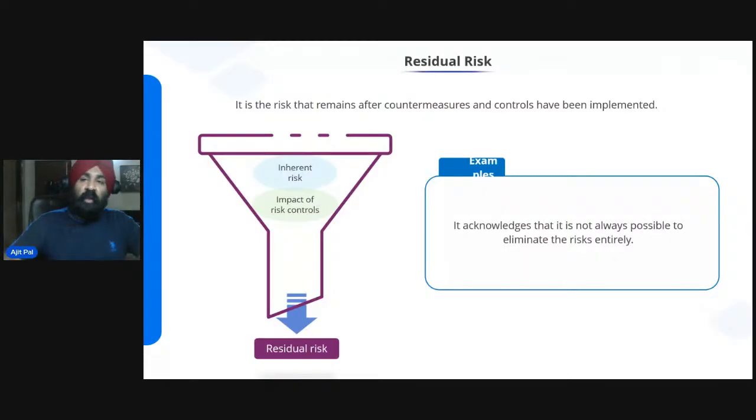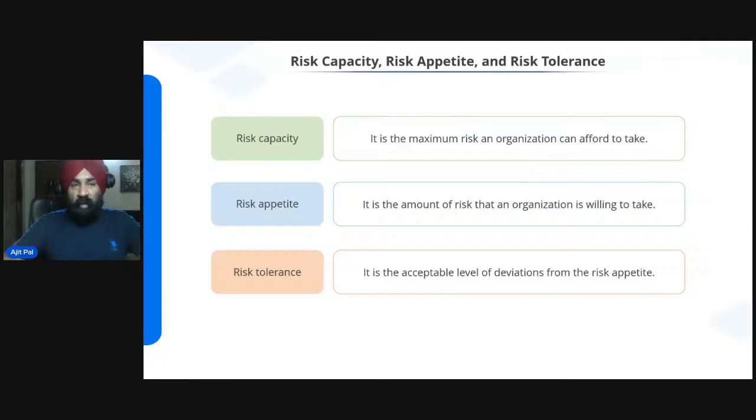So what is risk capacity? It is the maximum risk an organization can afford to take. Like I earn 1 lakh rupees. So my risk capacity is 1 lakh. Risk appetite: out of that 1 lakh, I can invest 50,000 in the share market. So my risk appetite is 50,000. If the share market is bad or in a bear run, I can go for another 20,000. So that is my risk tolerance.